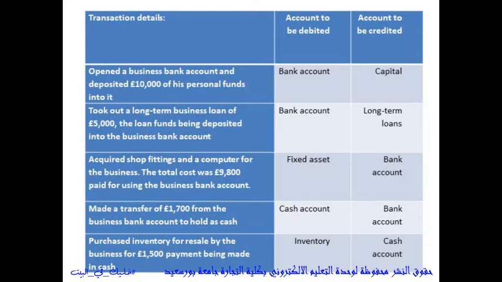Number 4. Made a transfer of 1,700 sterling pounds from the business bank account to hold as cash. So the account to be debited is cash account and the account to be credited is bank account. The last one, purchase of inventory for resale by the business for 1,500 sterling pounds, payment being made in cash. So the account to be debited is inventory and the account to be credited is cash account.